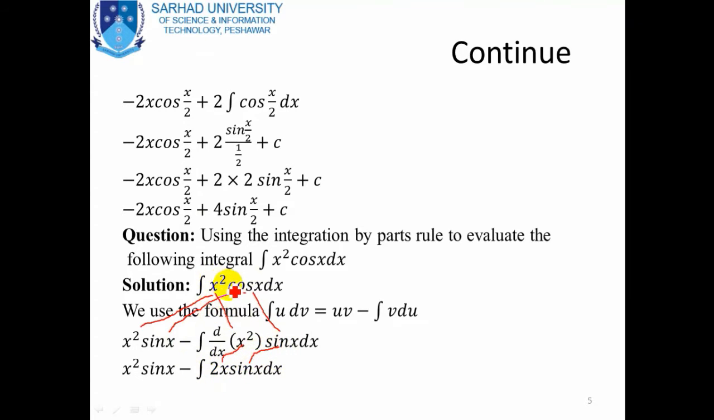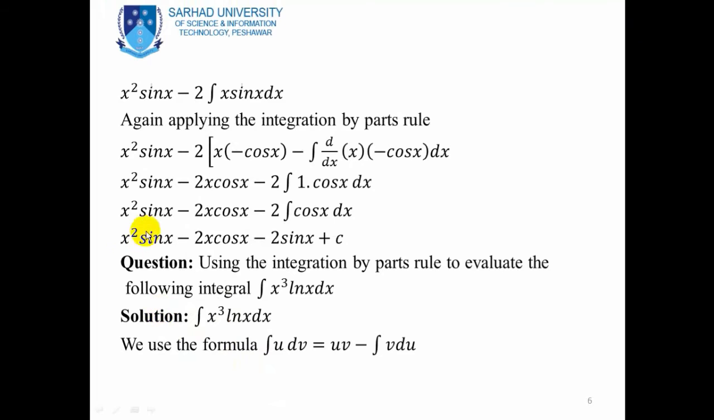After applying the integration by parts formula, the power of the polynomial has decreased. Now we obtain x multiplied by sine x. Here two functions are again in product form, the product of a polynomial and trigonometry. In this case again we use the integration by parts formula, so x will be the first function and sine will be the second function.